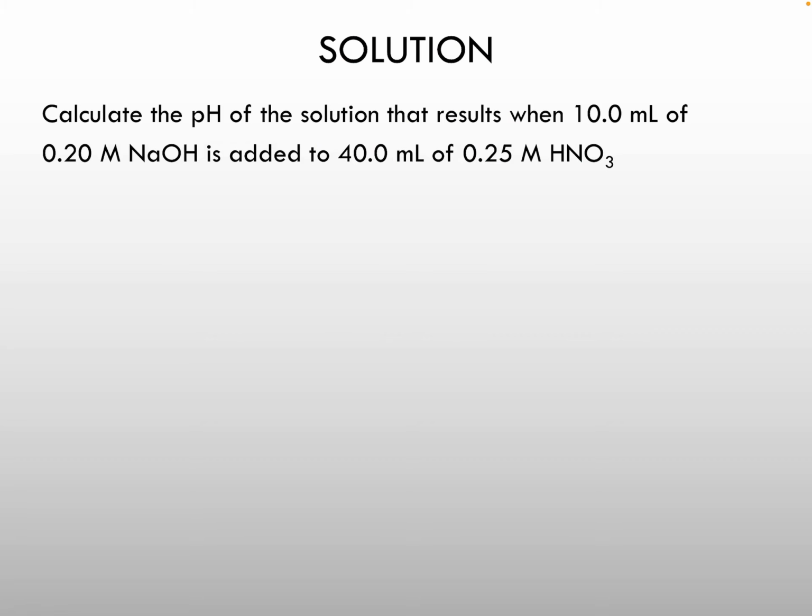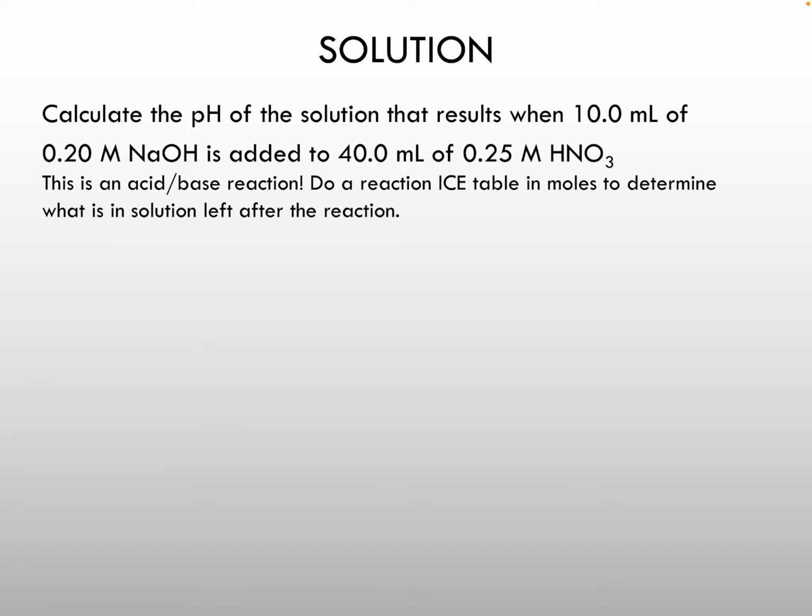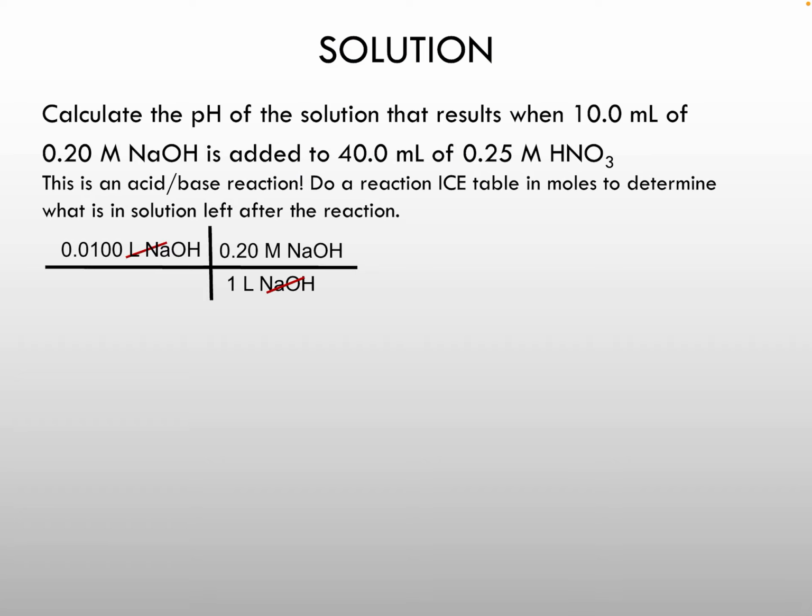All right, let's go through this. So we're calculating the pH of this solution that results when we're adding our sodium hydroxide to our nitric acid. Again, this is an acid-base reaction. So our first thing we need to do is figure out what's left in solution after the reaction happens. So let's figure out how many moles of each thing we have.